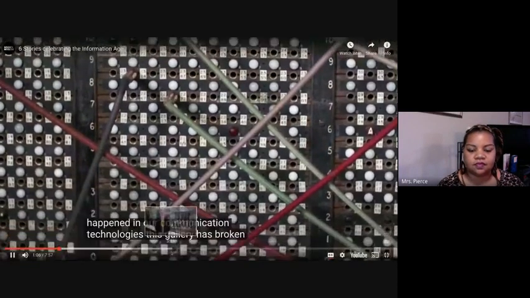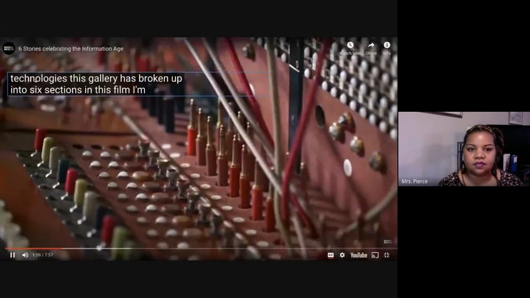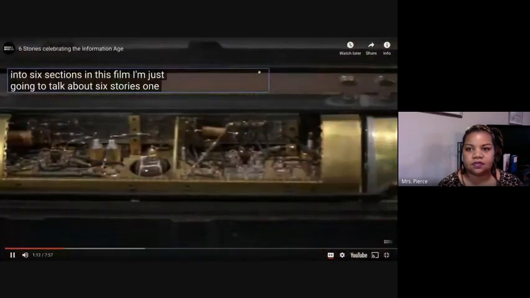This gallery is broken up into 6 sections. In this film, I'm just going to talk about 6 stories, one for each network.